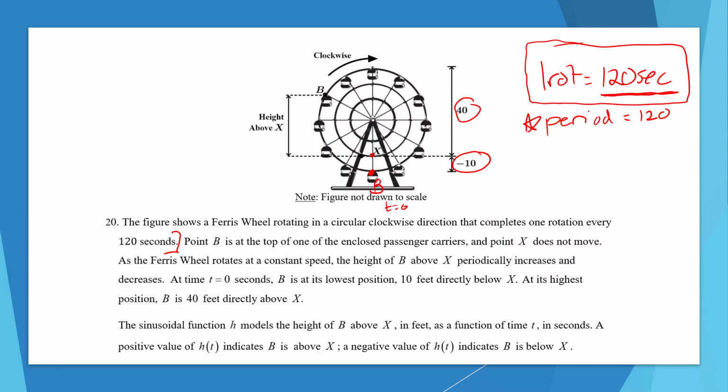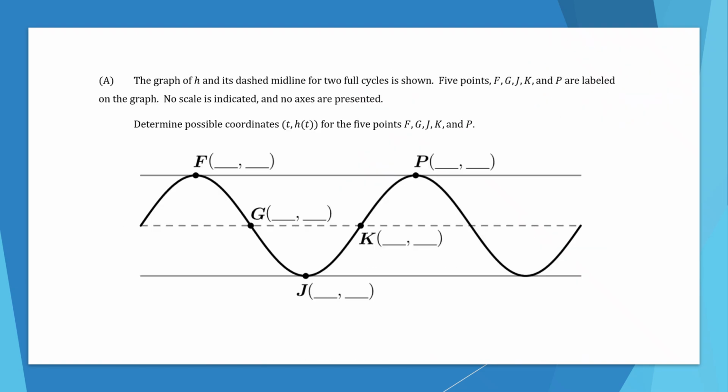This is important. A positive Y value indicates that B is above X. A negative value indicates B is below X. So we could get positive and negative values here. We could go up to positive 40 and go as low as negative 10 from the numbers that we see there. We also need to remember that point B starts at the very bottom at time t equals 0. Right? So the graph is shown for H, labeled the 5 points.